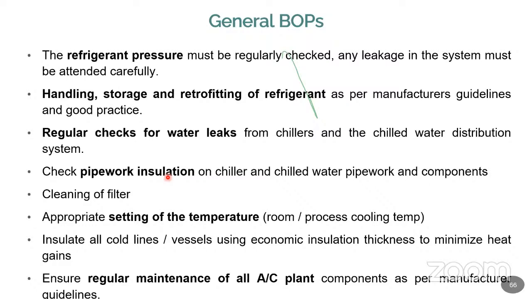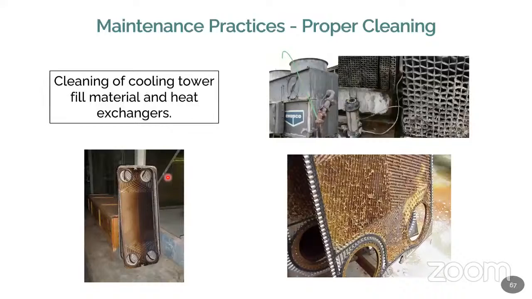Then, appropriate setting of the temperature. Some people will require 18 degrees, some people may require 24 degrees, but it depends upon the operation or activity taking place in the room, and you can set the mindset of the people such that this room will have this much degree centigrade, and you have to work for this. Similarly, you can go for regular maintenance of the AC plant as per the guidelines given by the chiller manufacturer or the AHU manufacturer or both. So these are some of the best operating practices.